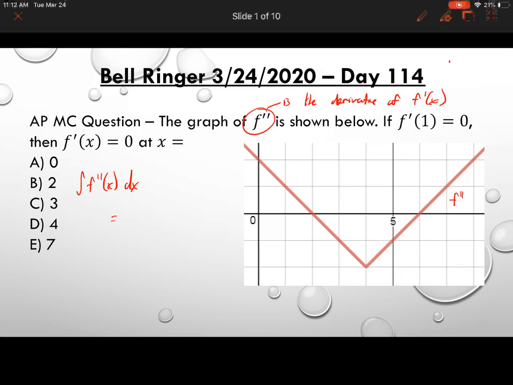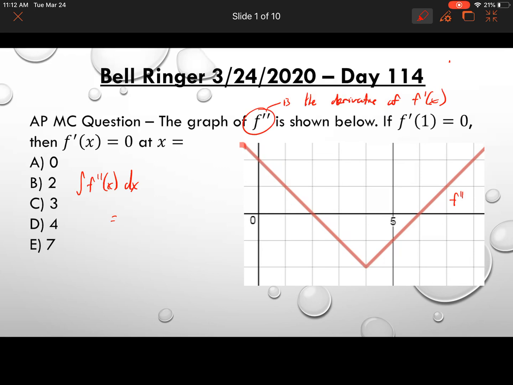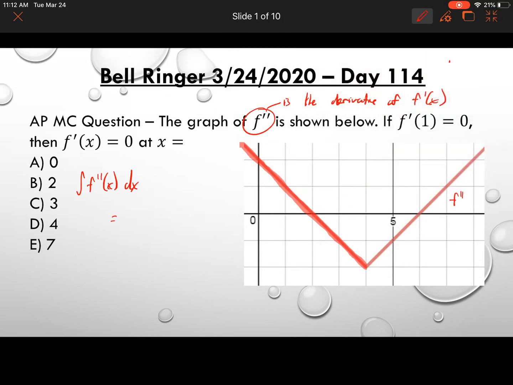But the only line we're going to focus on, at least for this problem, is this one right here. So we're going to find the antiderivative of that equation. Since it's a line, let's quickly find the equation of that line. It looks to have a slope of 1 because we're going right 1, down 1, right 1, down 1. So a slope of negative 1, excuse me.